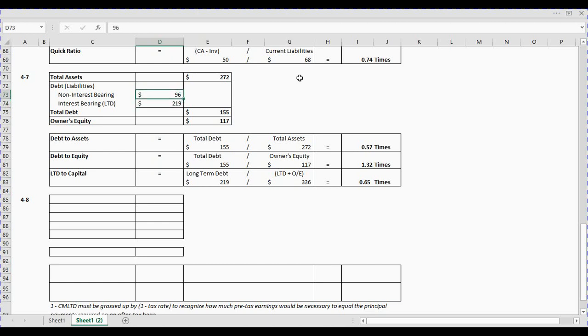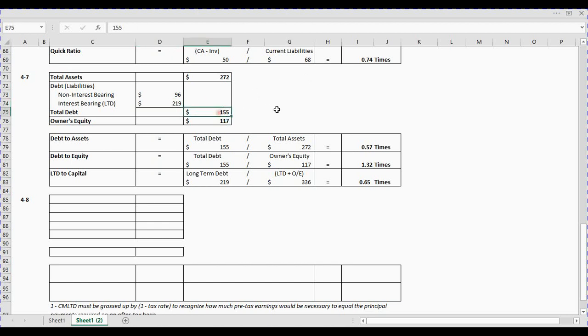Usually these are paid within a week, 2 weeks, 3 weeks, 4 weeks. Interest bearing debt, though, long-term debt, is going to last longer than a year. It's going to be out there for more than a year. And so this non-current debt or long-term debt is interest bearing, and we're going to look at that a couple of different ways below.